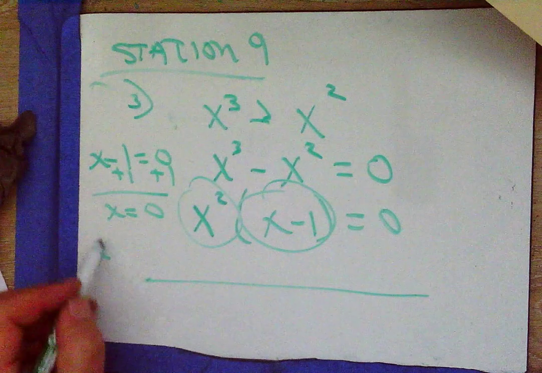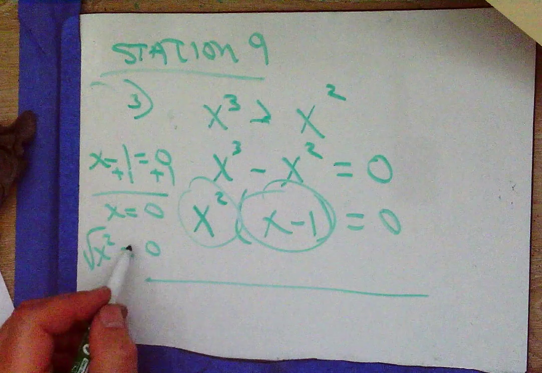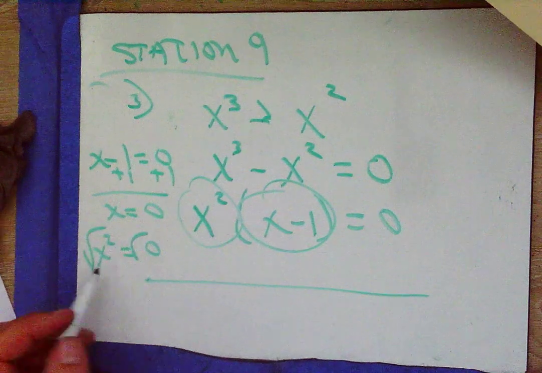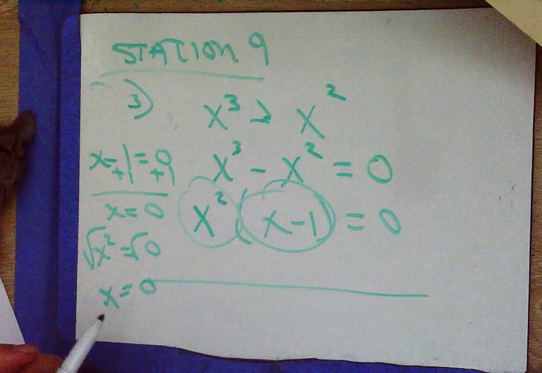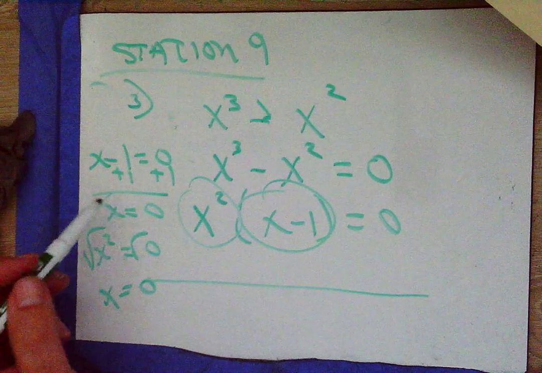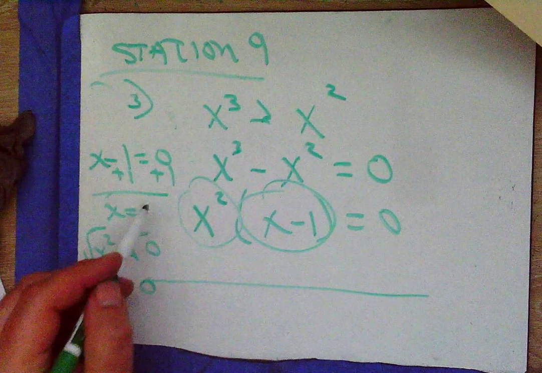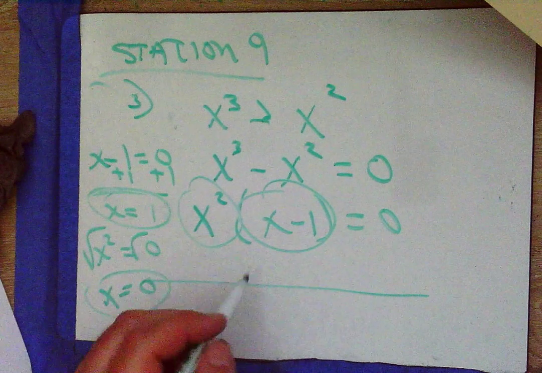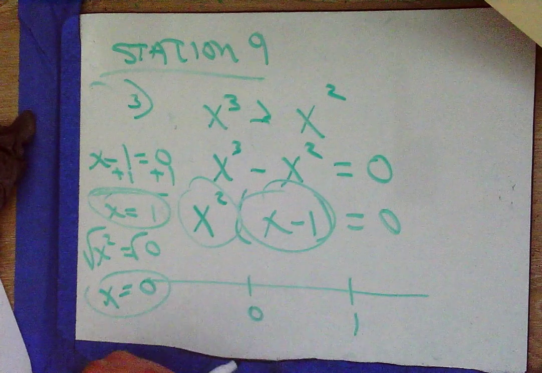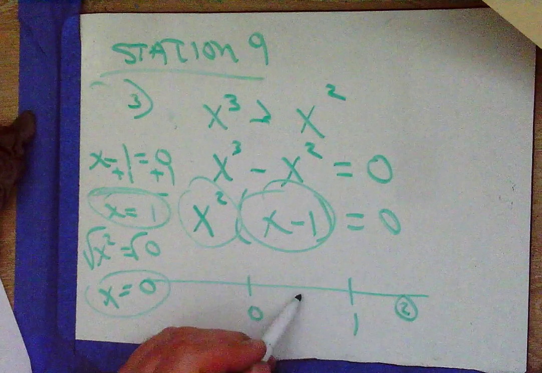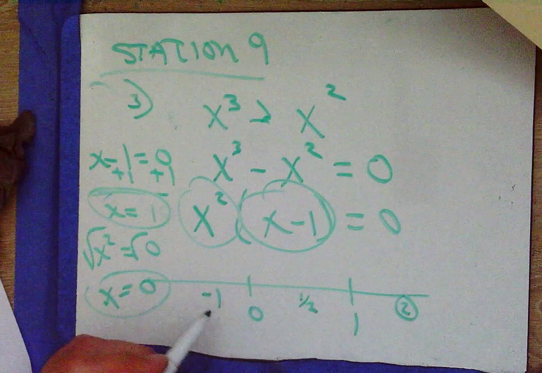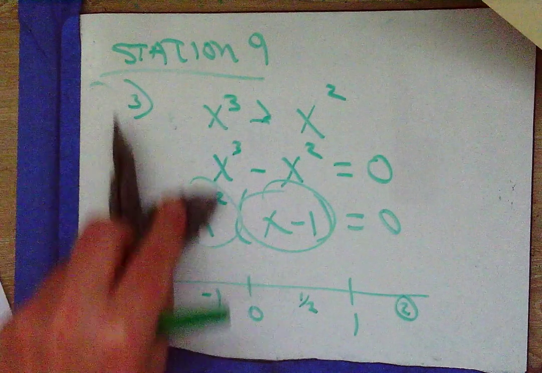This one is x squared equals 0. I take the square root of both sides. The square root of 0 is still 0, and the square root of x squared, we're going to have x. So I've got two critical numbers here, 1 and 0. So if I put in a 0 and I put in a 1, and then I test those intervals with 2, 1/2, and negative 1, let's see what happens.